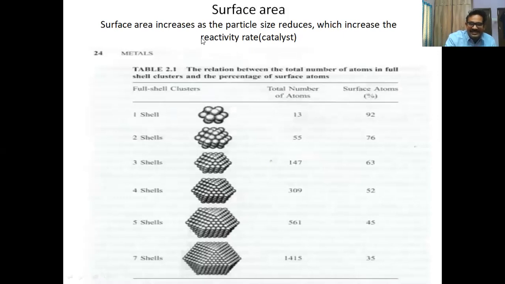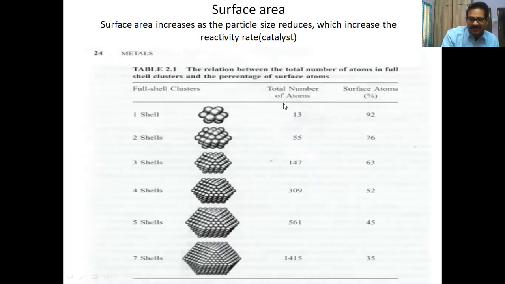Surface area increases as the particle size reduces, which increases the reactivity rate. Normally, we know that when the surface area increases, the reactivity will increase. So here is a big example. This is a small cluster, and the number of shells is increasing. So it's one shell, if two shells are there, three shells, four shells, five shells, seven shells are there. So what is happening?